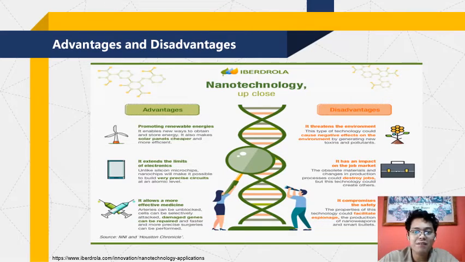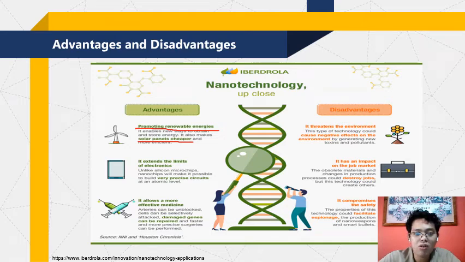Now, how about its advantages and disadvantages? We proceed to the advantages first. So it promotes renewable energy, especially on solar energy. So through the utilization of nanomaterials, because of its very efficient utilization of solar energy, panels can become cheaper and more efficient. It also extends the limits of electronics. So unlike silicon microchips, nanochips will make it possible to build very precise circuits at an atomic level as well.